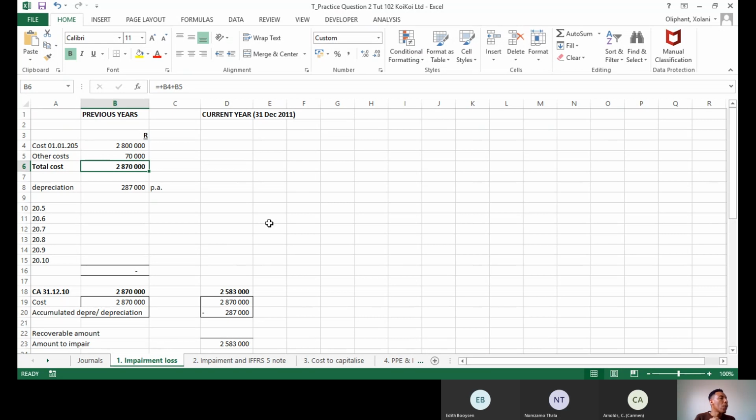Now we know that this patent has a useful life of 10 years, and there is also no residual value. So we're not expected to get anything after the expiry of 10 years. With this, we can calculate our depreciation. There is the cost, and the useful life is 10 years. Therefore, our depreciation per annum would have been 287,000.